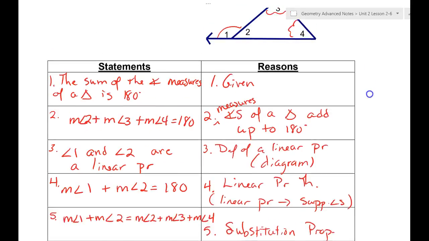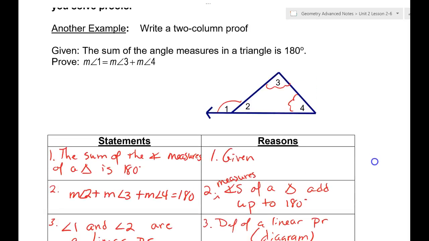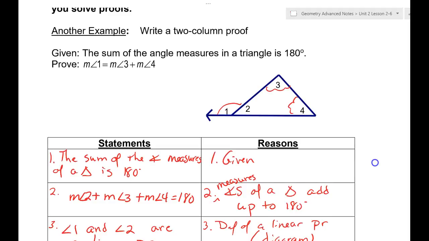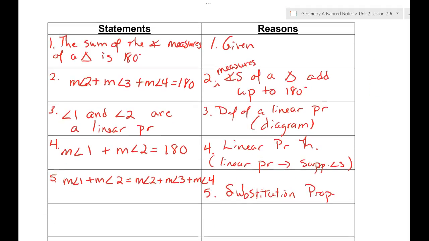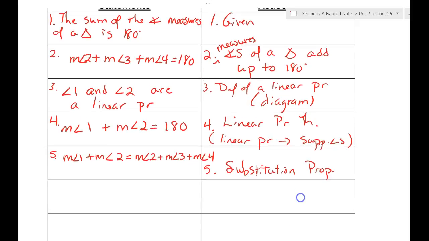Now remember, go back to what we're looking for. We're trying to show the measure of angle 1 equals the measure of angle 3 plus the measure of angle 4. What don't I want? I don't want angle 2. How can I get rid of angle 2? Emma. Thank you. If I subtract the same thing from both sides, does it go away? So guess what I'm going to subtract from both sides? The measure of angle 2. Look at this, guys. We're at our therefore statement. The measure of angle 1 equals the measure of angle 3 plus the measure of angle 4. That's just using the subtraction property.